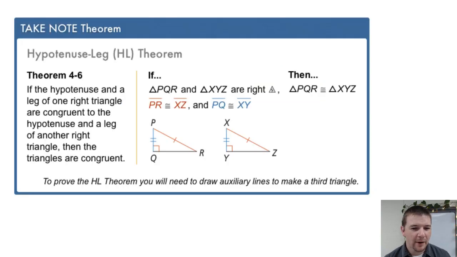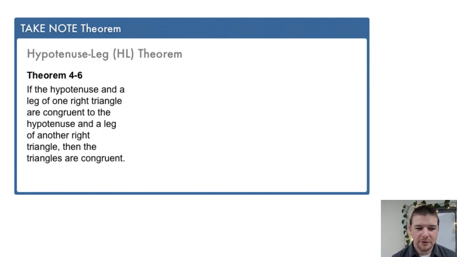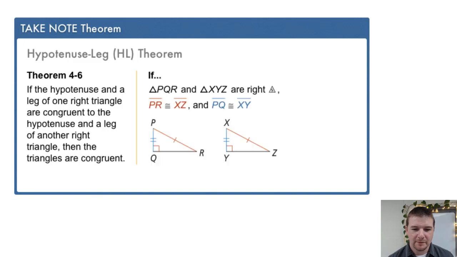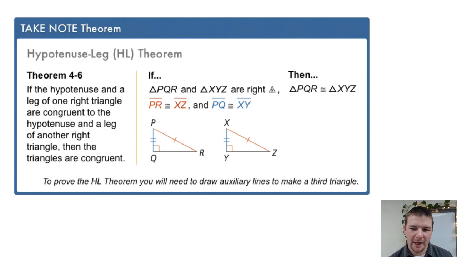And the hypotenuse leg, or HL theorem. Theorem 4.6. If the hypotenuse and a leg of one right triangle are congruent to the hypotenuse and a leg of another right triangle, then the triangles are congruent. So if triangle PQR and triangle XYZ are right triangles, and segment PR is congruent to segment XZ, and segment PQ is congruent to segment XY, then the triangles are congruent. The hypotenuse leg theorem.